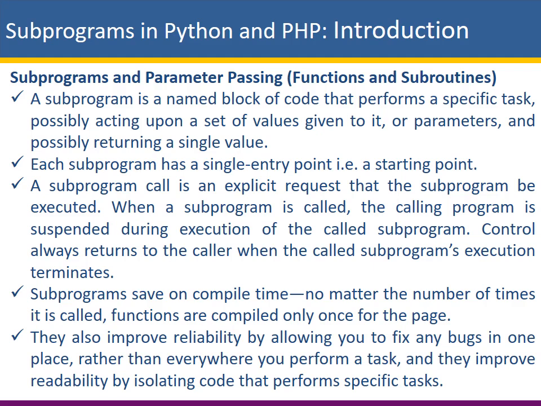Each subprogram has a single entry point, that is, a starting point. We'll be looking at examples of how they start, and how they make use of a single entry point, as we continue. A subprogram call is an explicit request that the subprogram be executed. When a subprogram is called, the calling program is suspended during execution of the called subprogram.